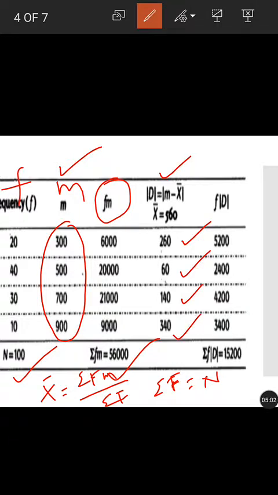The last one is f into d bar. Okay, f into d bar. So what should we do here? F into d bar value. F value, d bar value multiply பண்ணி எடுக்கணும். So f value first value என்ன இருக்கு?